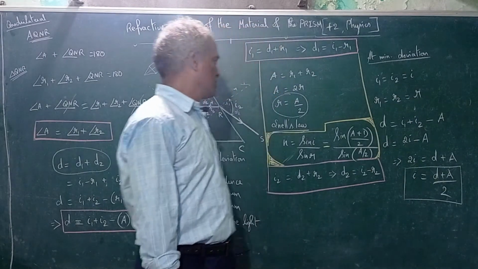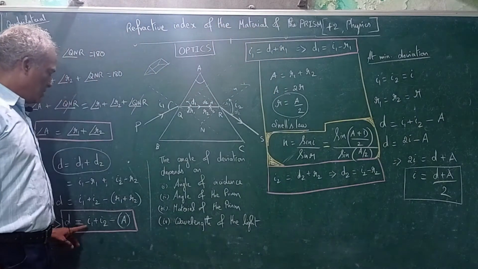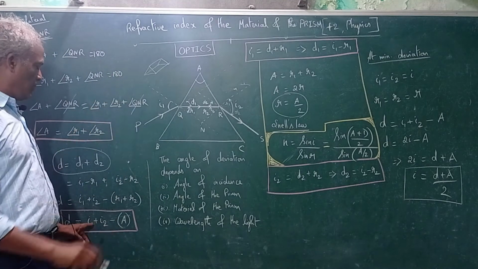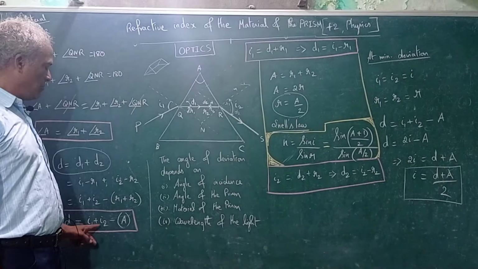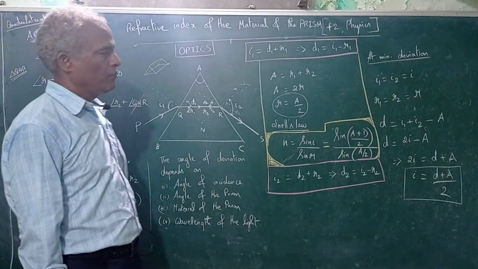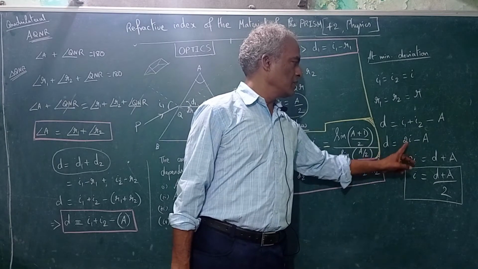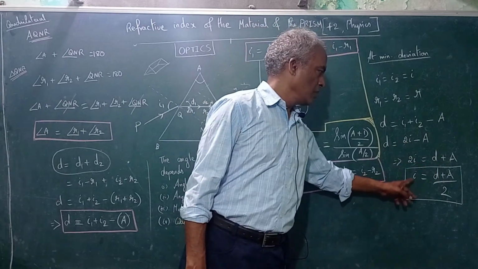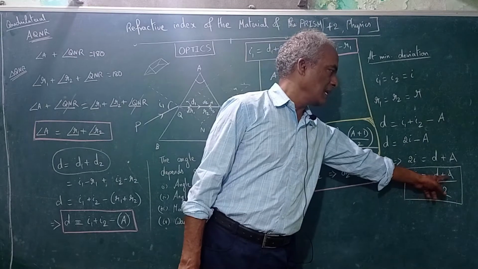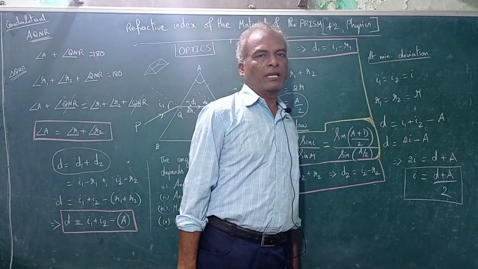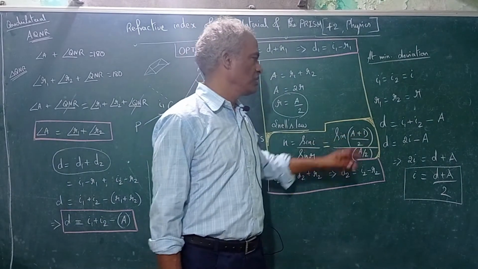Now what happens is D is I1 plus I2 minus A. I1 is equal to I, and I2 is also I, so I plus I is 2I minus A. So 2I is equal to D plus A. Therefore I is equal to (D plus A) by 2. Generally the small d is replaced by capital D, and that's what we use here.